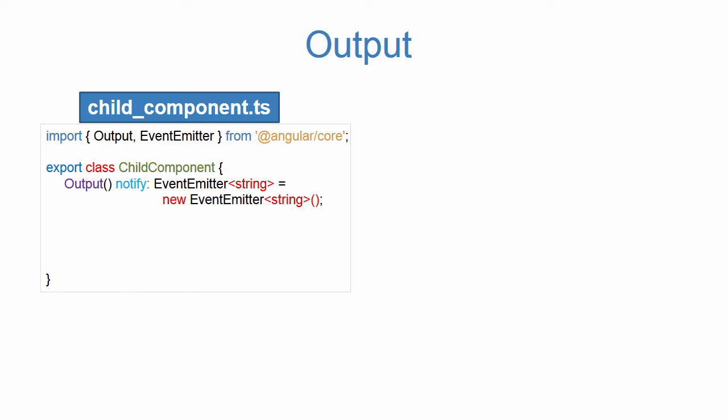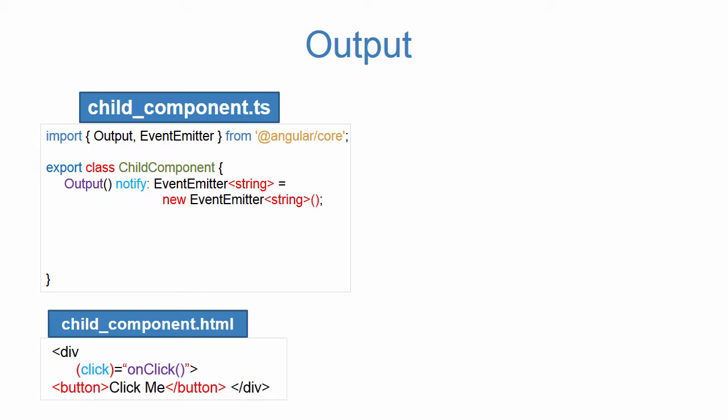But event emitters can be of type any. They can be of type string, number, boolean, or interface, for example. Now we need to set up a method that does something with our output property. So in our child component HTML, when a user clicks a button, we're going to trigger the onClick method. The onClick method will in turn use our notify property and emit a string of message from child.